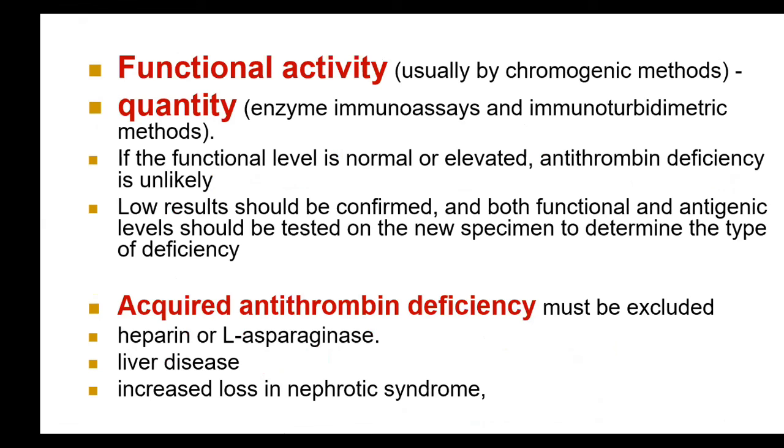Again, here you have functional as well as quantitative assays, and both are required and both have their own merits. Again, here acquired causes must be excluded, and acquired antithrombin 3 deficiency occurs when the patient is on heparin, L-asparaginase, liver disease, and increased loss in nephrotic syndrome.